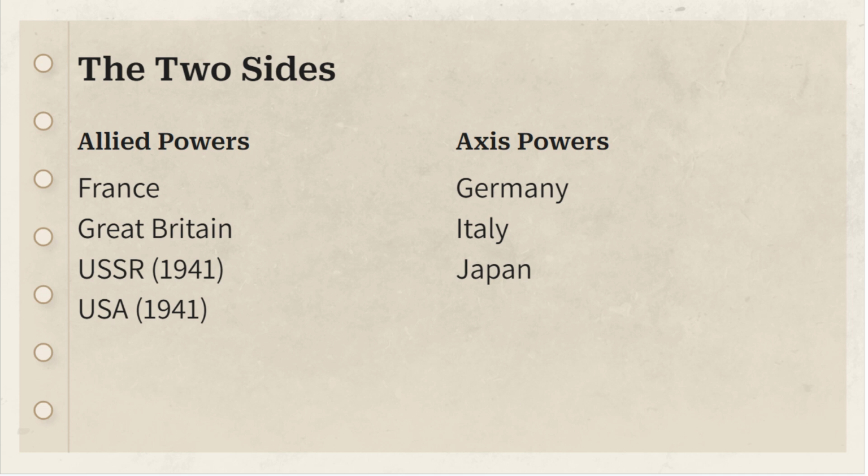These are the breakdown of sides. So you've got the Allied powers, which will be France, Great Britain, the Soviet Union, and the United States come later, and then the Axis powers of Germany, Italy, and Japan.